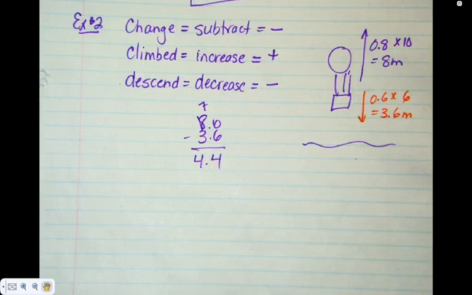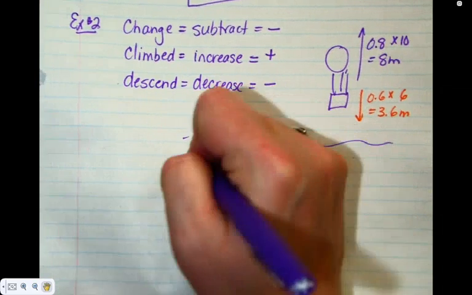Last step is we need to pick out the units. 4.4 what? Dogs, cats, fists, pieces of cheese, what? So is it meters per second or is it meters? We need to think it's an altitude. How do we measure a height? It's just meters, 4.4 meters.